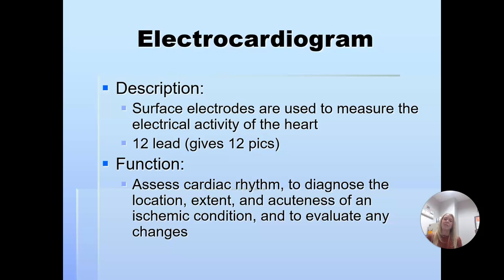ECGs or EKGs, electrocardiograms. I know you guys talked about these and looked at the different waves and things like that in patho. So for this, there's going to be surface electrodes placed on the chest, and it measures the electrical activity of the heart. Typically, there's 12 leads that are placed in certain places around the heart. They can assess cardiac rhythm, diagnose the location, extent, and acuteness of an ischemic condition, and evaluate any changes. So they'll monitor from one time to the next to see if there's been anything major happening.